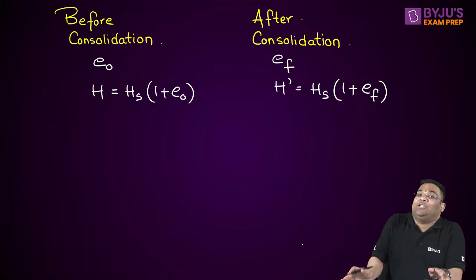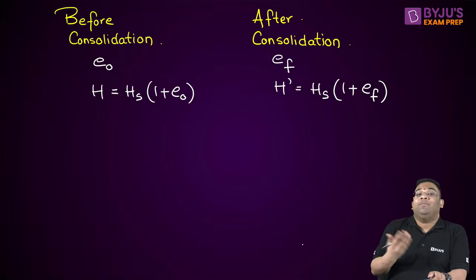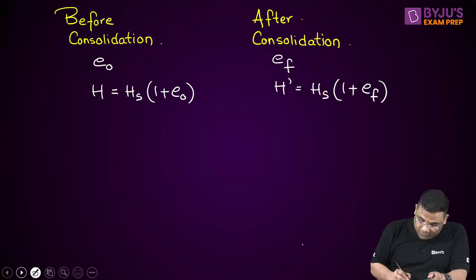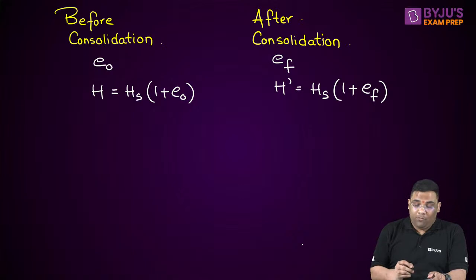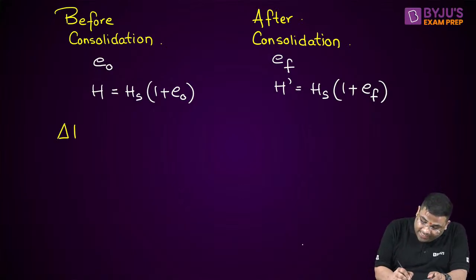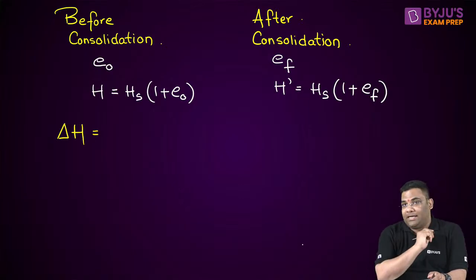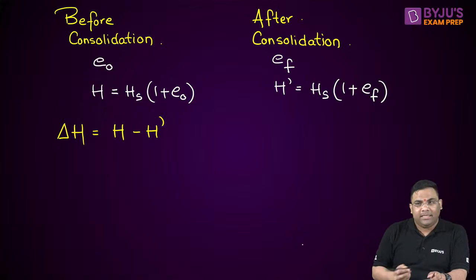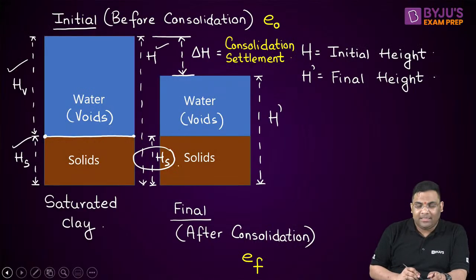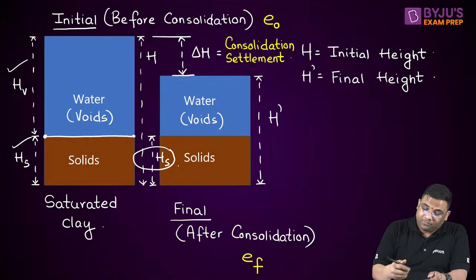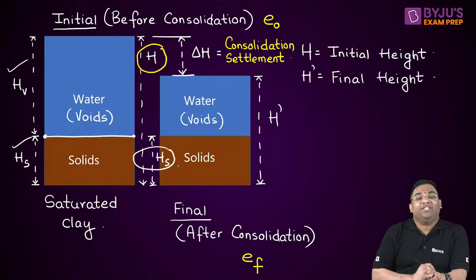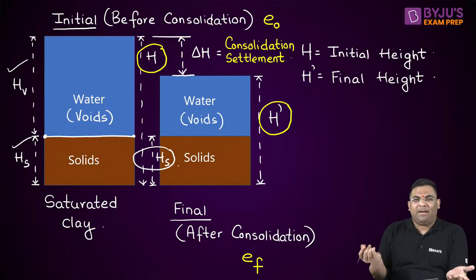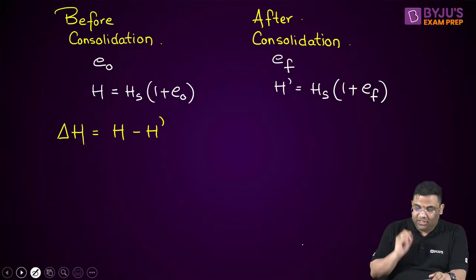Okay, it won't be asked in the examination. This is to give you some understanding of the topic. So from here what I can say, what is the consolidation delta H? Tell me, what is the consolidation delta H? That is your initial height minus final height. Yes, you can see from this diagram. Yes, this is nothing but, you see, this initial height minus this final height. Yes, initial minus final. Okay, initial minus final.